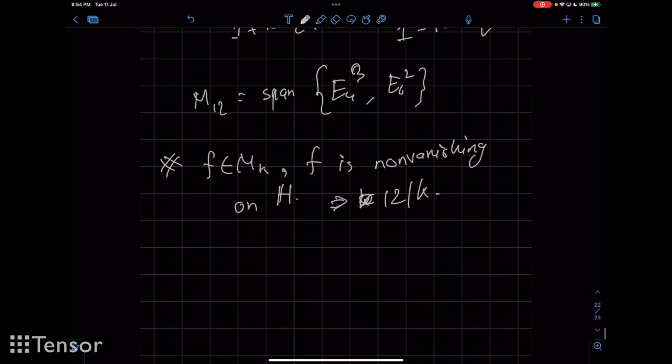Then f has to be delta to the power k over 12 times a constant factor. So all the modular forms that are non-vanishing everywhere are only the constant multiples of powers of the modular form delta. So this is an exercise for everyone to prove that this is true.